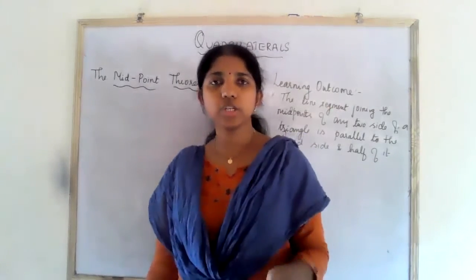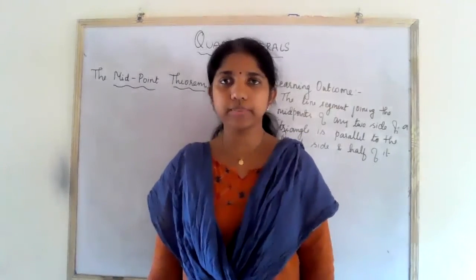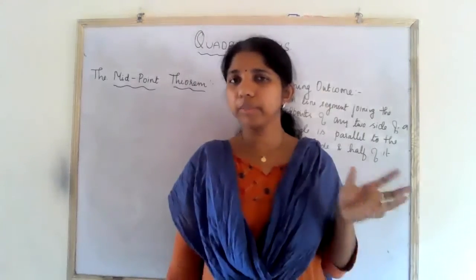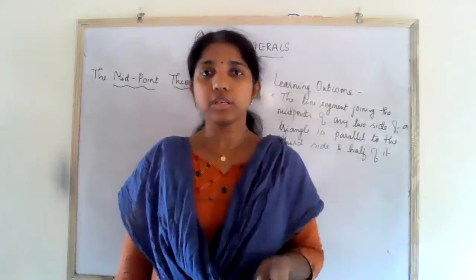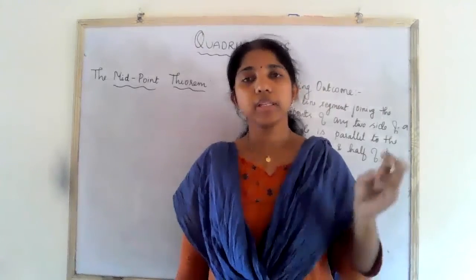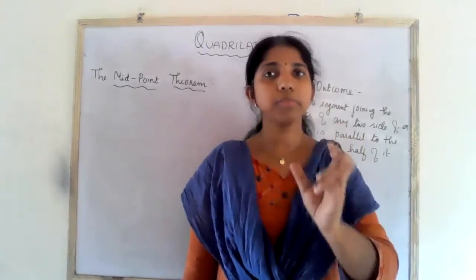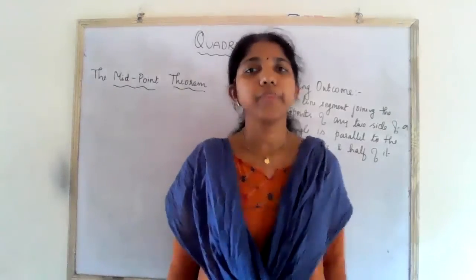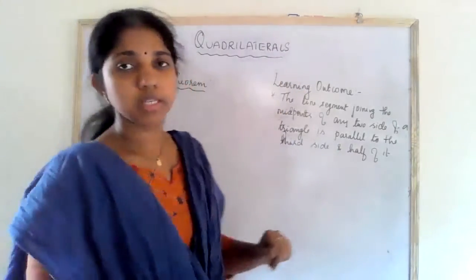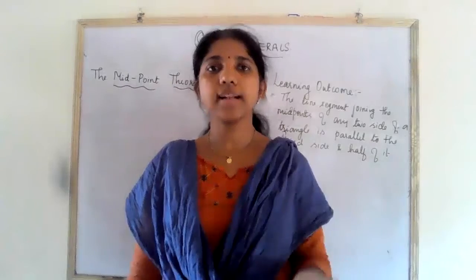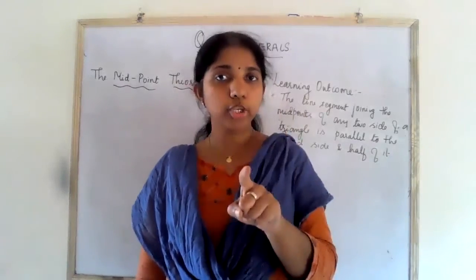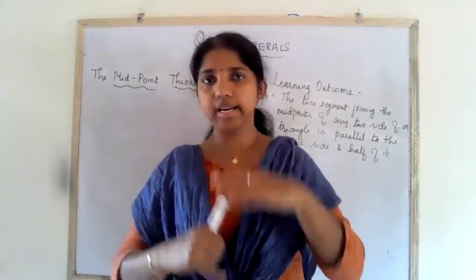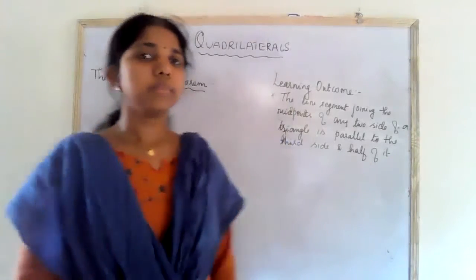In today's session, we are going to learn about the midpoint theorem. What is the midpoint theorem? It is something about midpoints. Here we are going to talk about the midpoint theorem for the triangle, and that concept will be applied to the quadrilateral. The theorem states that the line segment joining the midpoints of any two sides of a triangle is parallel to the third side and half of it.